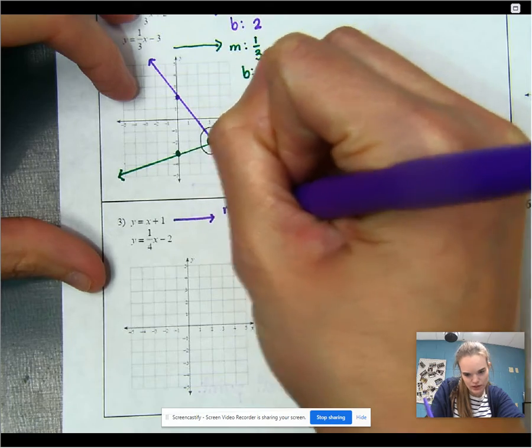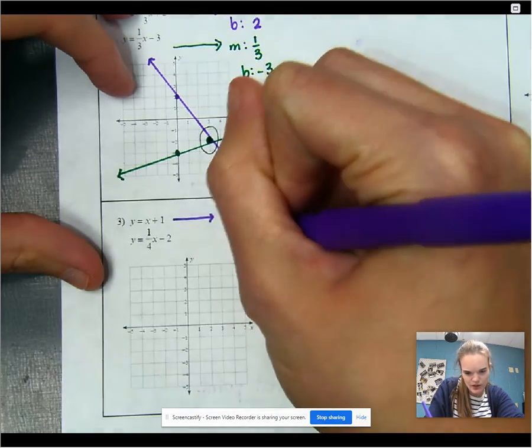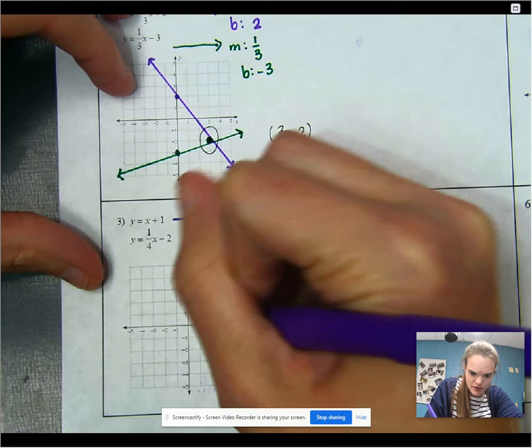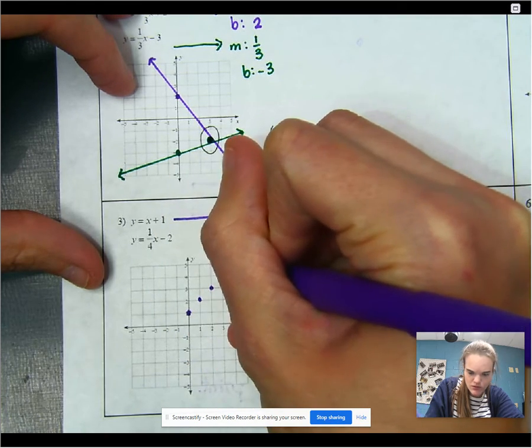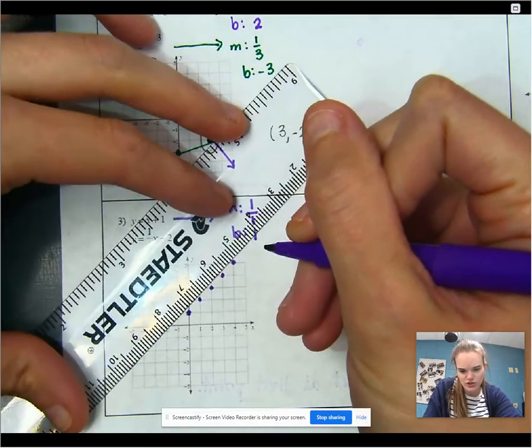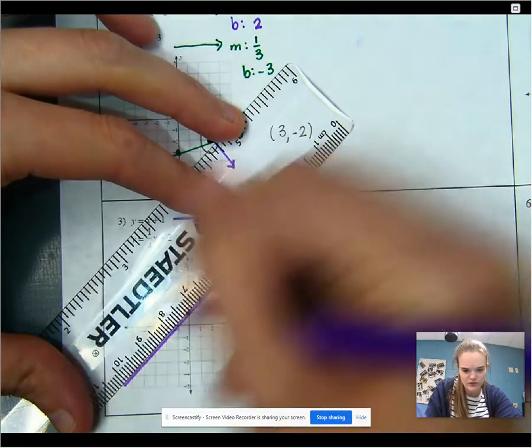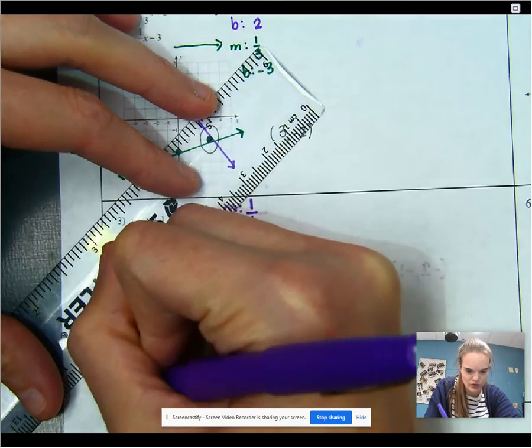Slope is 1, so over 1. Y-intercept is 1. Start at 1, go up 1 over 1. You need to be using a straight edge because you need things to be precise. You don't want to miss something because you have a crooked line.